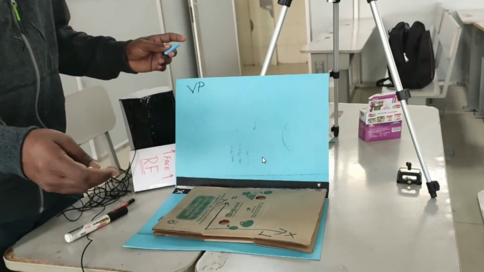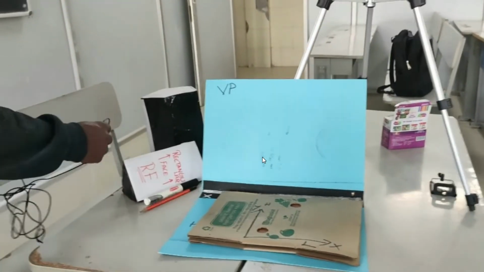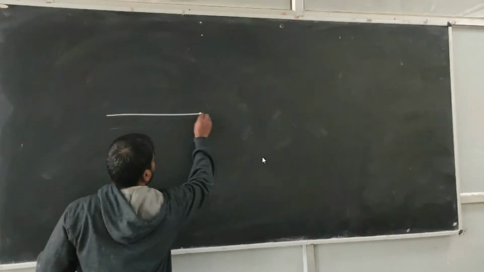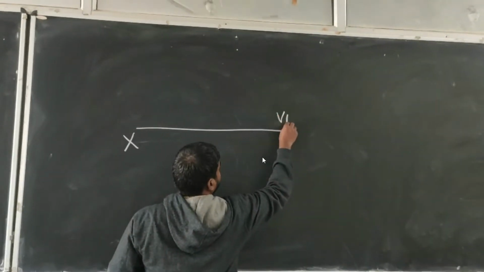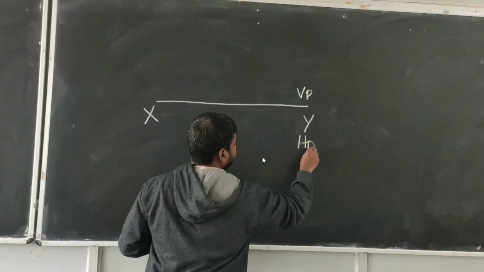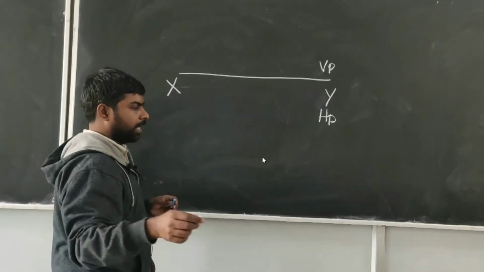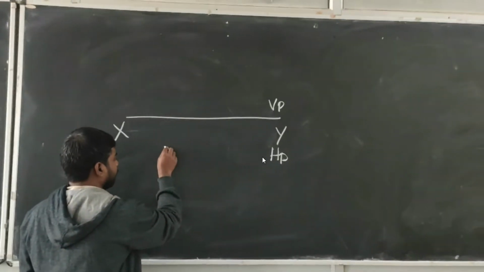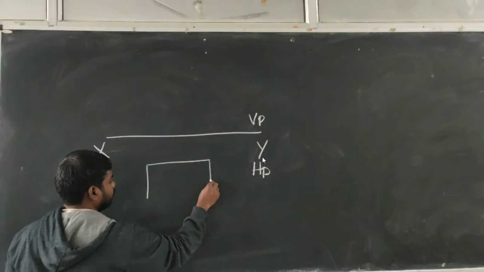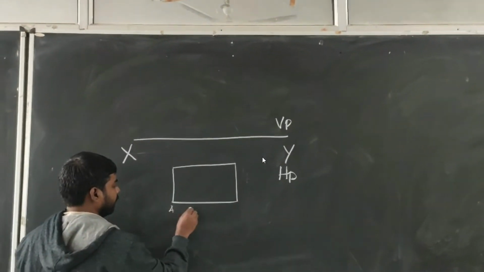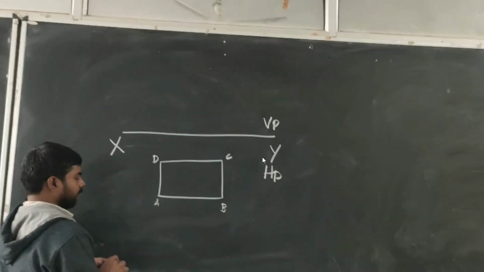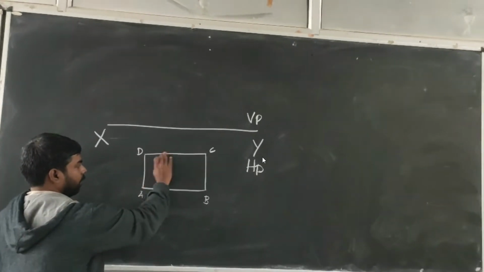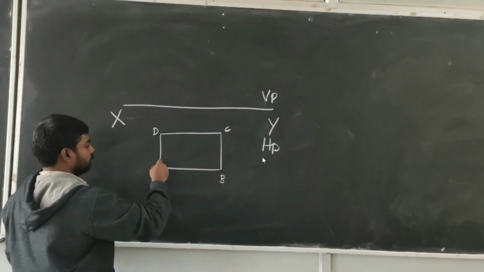Again, I am explaining it was in the HP plane, so let me go to the board. First I have to make the reference line, that is XY, which is going to divide VP and HP. The top side will be VP and the bottom side will be HP. Whatever you see in the HP, you have to draw in HP, and VP likewise. When you see from the top view, you will get a rectangle. So I'm making the rectangle, then I will give the names A, B, C, D.